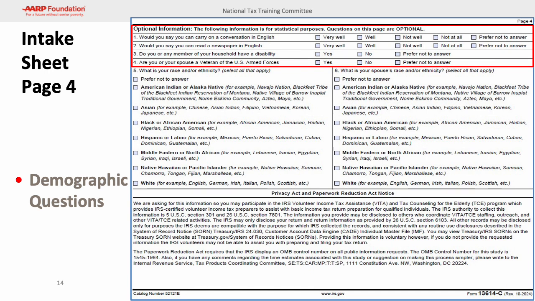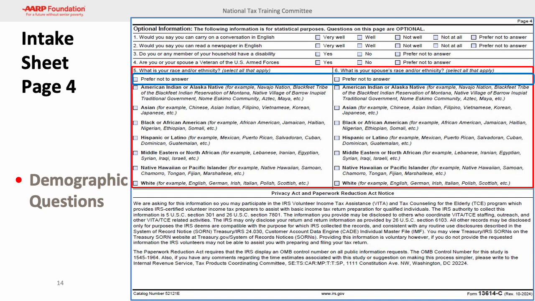Page 4 has demographic questions that the IRS requests the taxpayer complete. The taxpayer answers the 4 questions at the top. Both the taxpayer and spouse answer those at the bottom. Now the taxpayer on the left and the spouse on the right. These are all optional. If the taxpayer doesn't answer them, we don't spend time trying to get the answers. Just enter them into the tax software, that's TaxSlayer, as did not answer. Or the taxpayer can opt for prefer not to answer, which is also a choice.